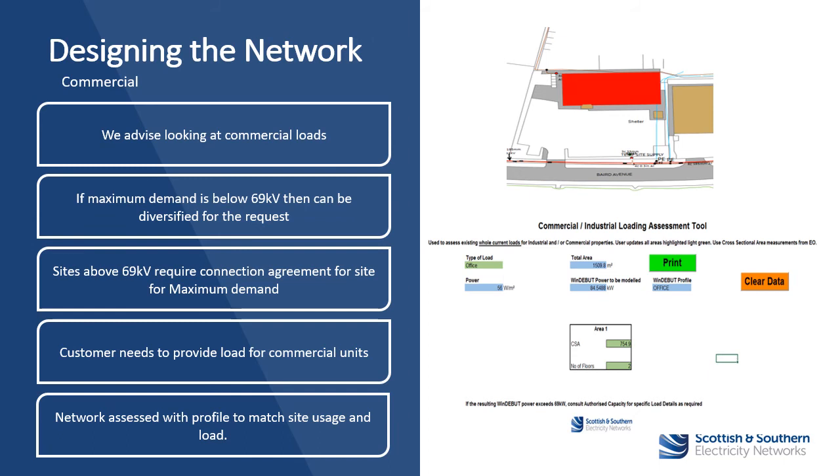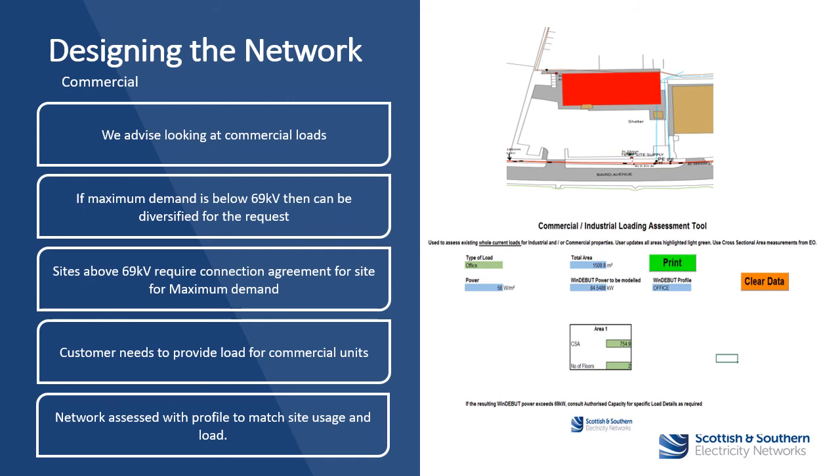But as soon as you go above 69 kVA, then you're signing up to a maximum demand, and we can't really tell you what that maximum demand is, because that's what you're agreeing to sign up to, and that's what we will study the network for. So it's important that you get that maximum demand right, because it's going to have a big effect on your costs, not just initially, but also as you're paying your bills and for the electricity supply as well, because it'll be non-half hourly metered.